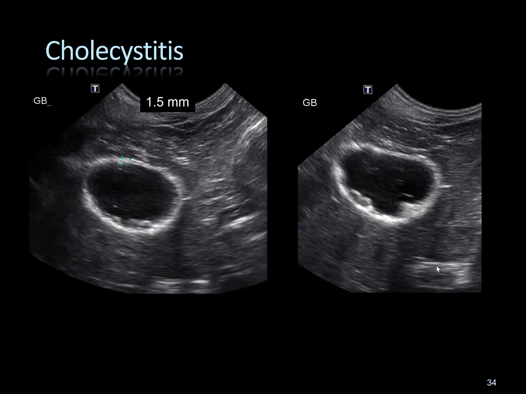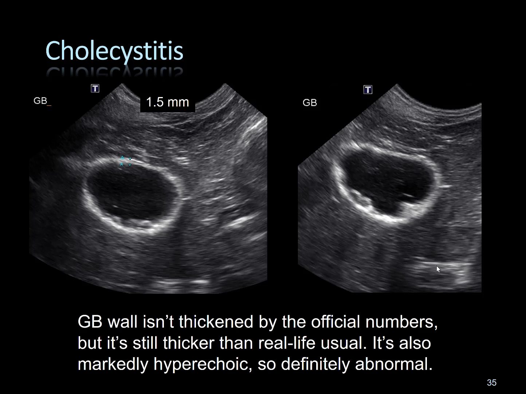Here's a case that truly does have cholecystitis. Wall measurement, not overly thick, 1.5 millimeters. Again, kind of that borderline case if it's a dog, and only slightly big if it's a cat. This one is a dog. But what you can see is that the gallbladder wall is very, very hyperechoic. It really stands out. So that's abnormal. This one was inflamed.